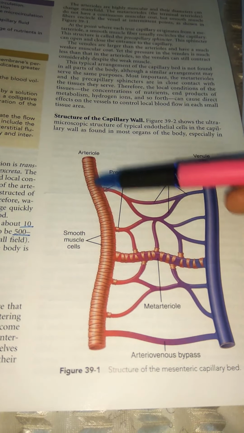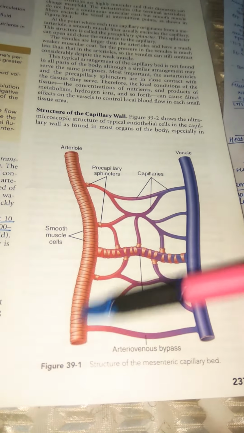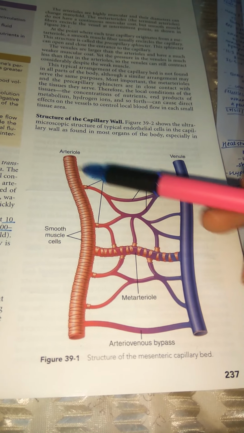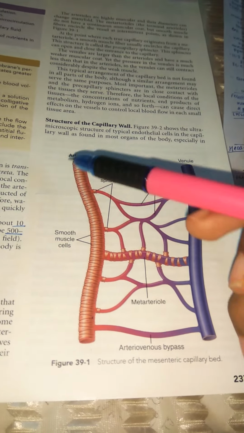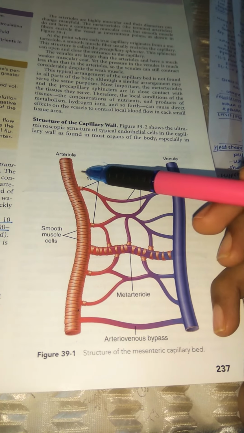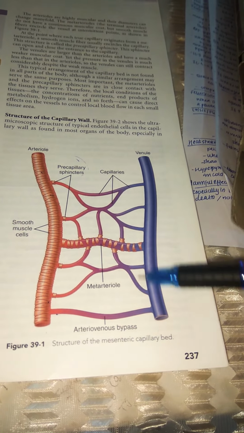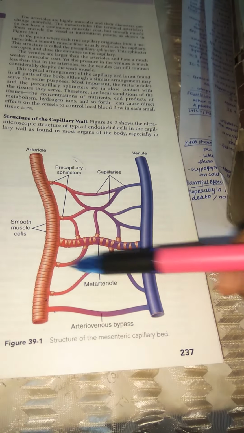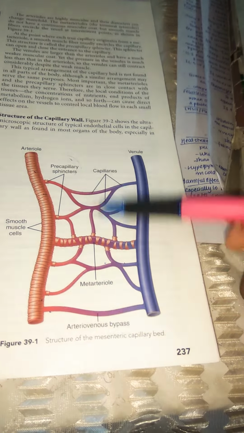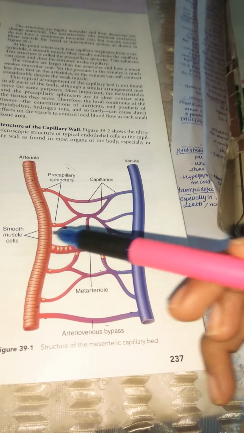So you can see this is the arteriolar side and this is the venule side. So these are the smooth muscles covering the arteriole, and you can see this arteriole is a meta-arteriole. For the meta-arteriole only we'll have the precapillary sphincters. So you can see these are the precapillary sphincters and this is a capillary network. So this side the venules come, this side the arteries come, and here the exchange takes place. This is AV shunt, arteriovenous bypass. Even here you will have an AV shunt.